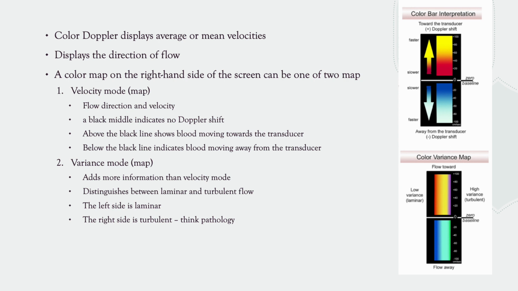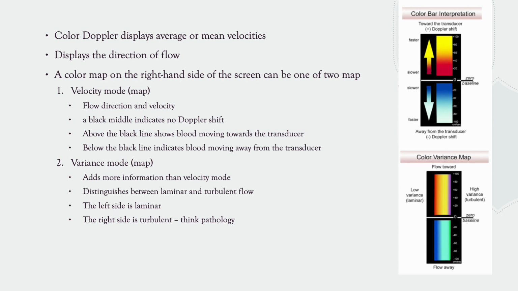The second map is a variance map or mode. This adds more information than the velocity mode. It distinguishes between laminar and turbulent flow. The left side of this map indicates laminar flow. The right side is turbulent. When we see this, we should think there's some sort of pathology and investigate further.